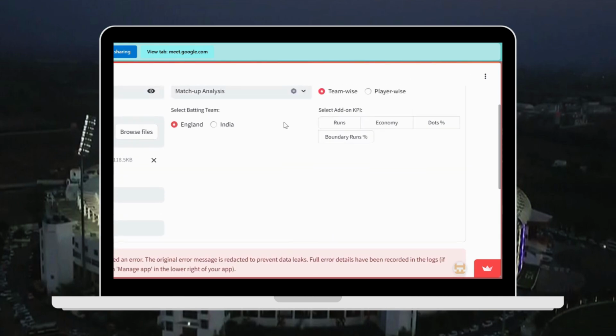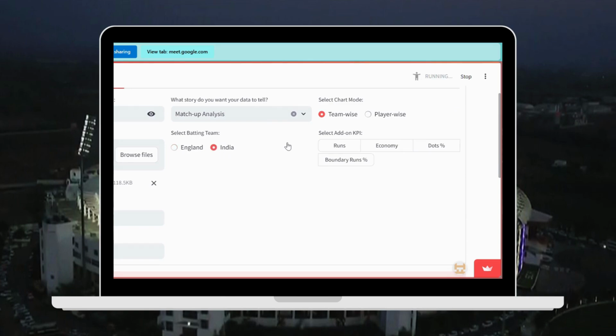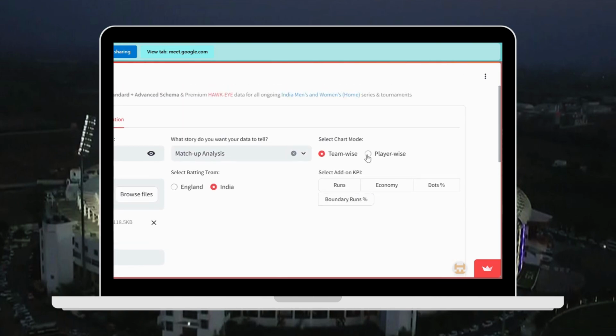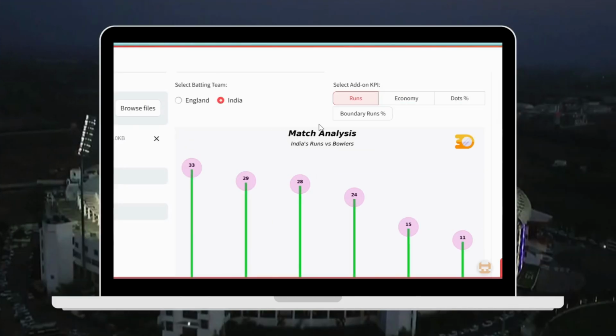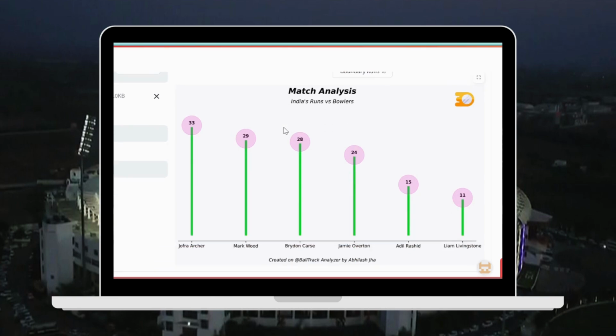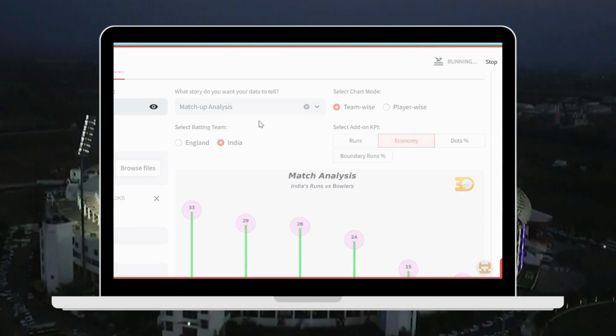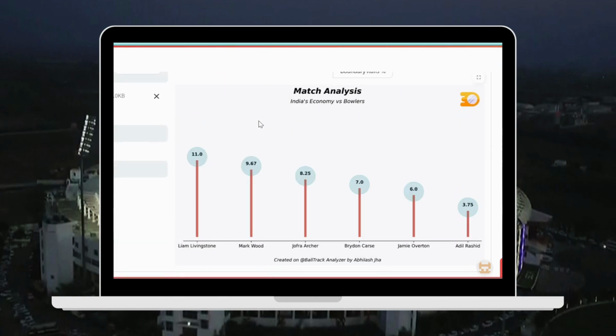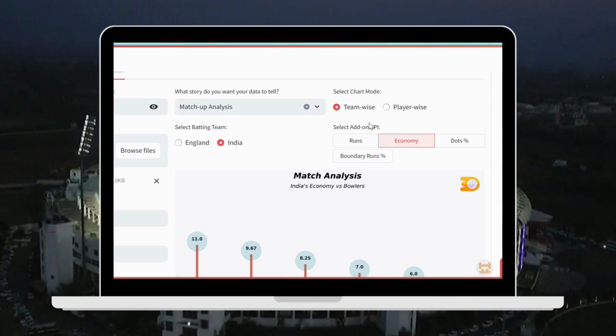Now let's talk about the Indian innings. As far as India is concerned, they couldn't get going against any of the bowlers, and they scored the most number of runs against Jofra Archer. As far as the economy rates are concerned, Adil Rashid and Jamie Overton were the most economical bowlers. Adil Rashid gave away runs at just 3.75 runs per over, which is extraordinary in modern day cricket.